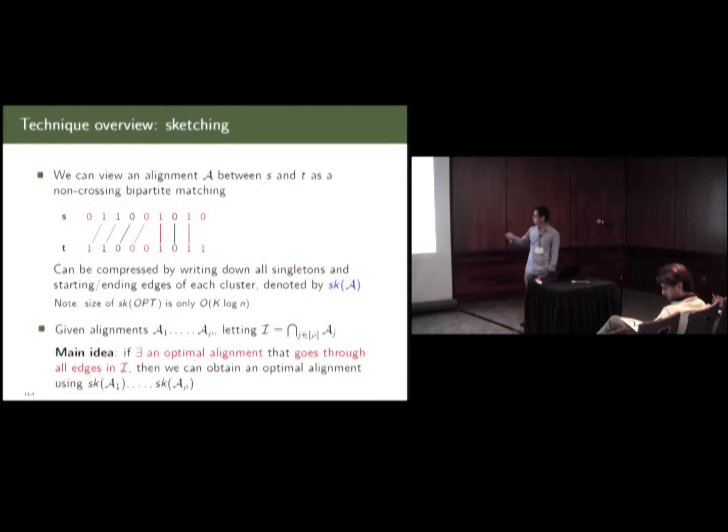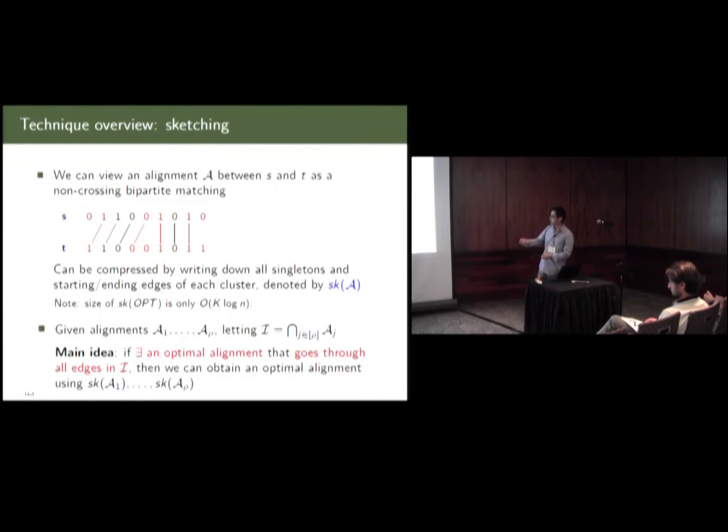Okay. So this is some notation. Given a set of alignments, let I be the intersection of those alignments. It means an edge belongs to I if and only if the edge belongs to all the alignments, all the non-crossing bipartite matchings. Okay. So this is the main idea.